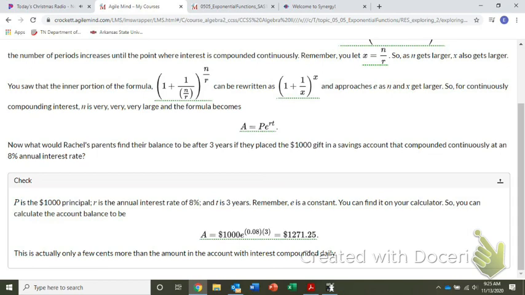Now, how much did that change from the other ones? How many cents did it go up? It just went up 3 cents. So it just makes a little difference.